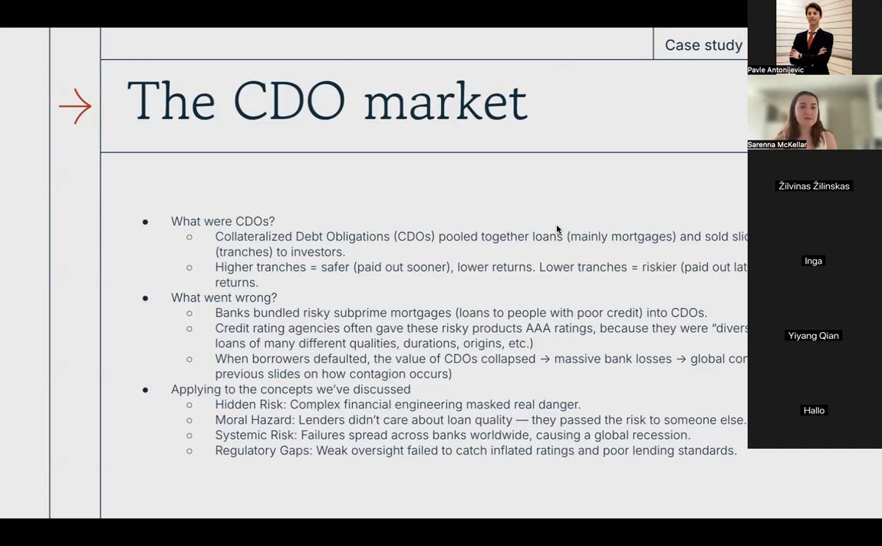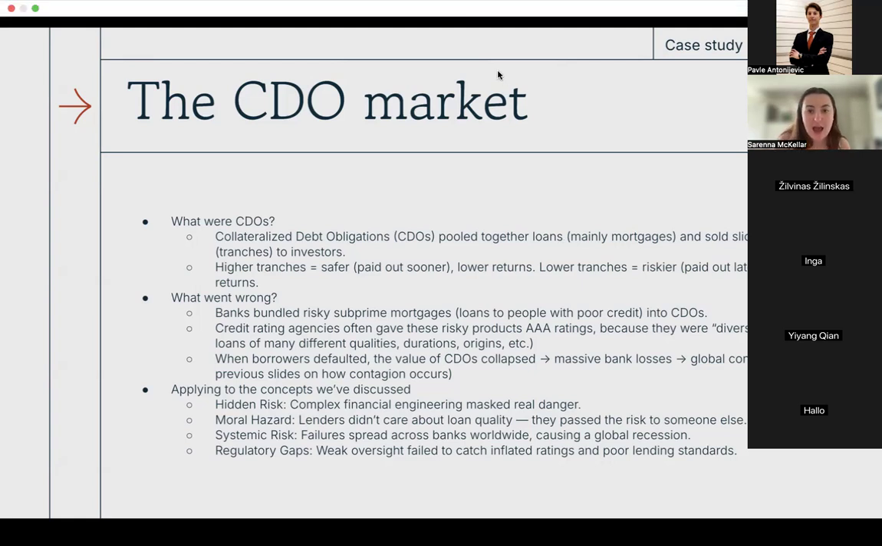So what are CDOs? They still exist, mostly. So CDOs are collateralized debt obligations, which basically pool together loans, mainly mortgages, and then they sell slices of these loans, called tranches, to investors. Higher tranches tend to be safer, so they get paid out sooner, but the returns on them are much lower, and then lower tranches are riskier and they're paid out later, and you get higher returns.